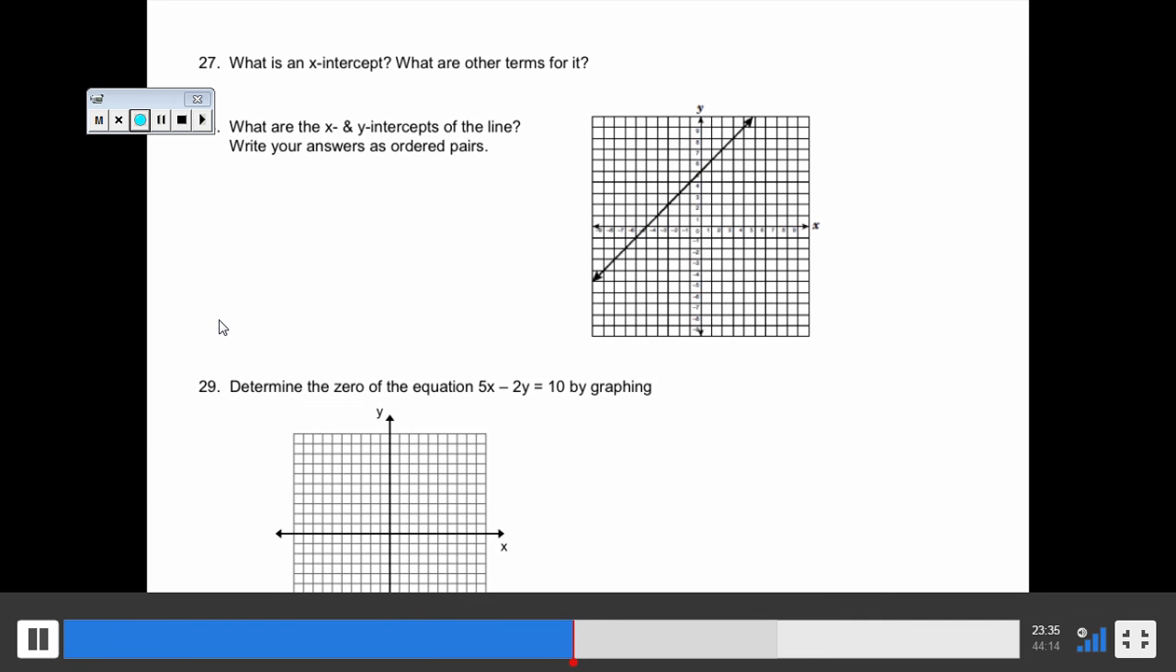For number 27, what is an x-intercept and what are the other terms for it? So an x-intercept is where a line or a graph touches the x-axis, and we can also call that a solution, a root, a 0, and an x-intercept. For 28, we want to know the x and y-intercept of that line, and write our answers as ordered pairs. So it touches the x-axis at -5, so that's going to be (-5, 0). And then it touches the y-axis at 5, so that's going to be (0, 5). So those would be our ordered pairs.